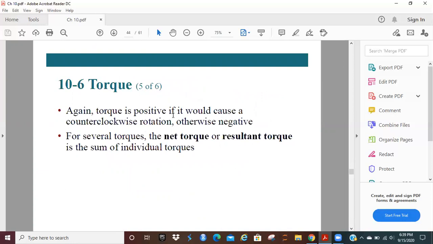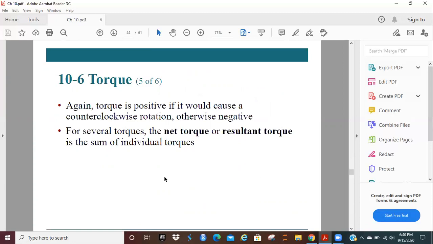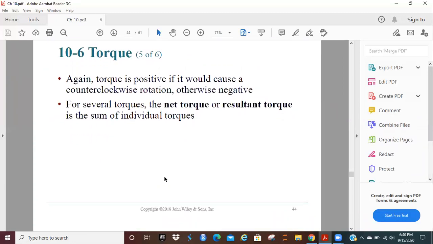Torque is going to be considered positive if it causes a counterclockwise rotation. Otherwise, it's considered negative. If you have several torques going on at the same time, the net torque or the resultant torque is the sum of the individual torques, just like the linear forces are.